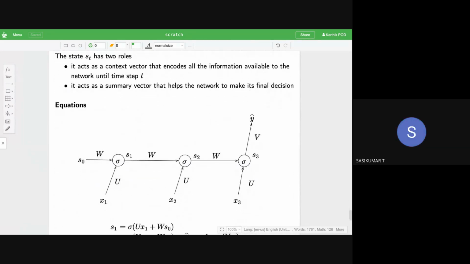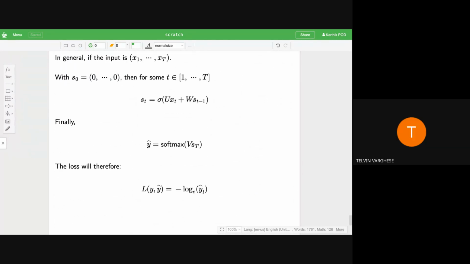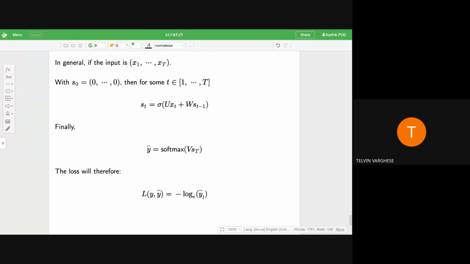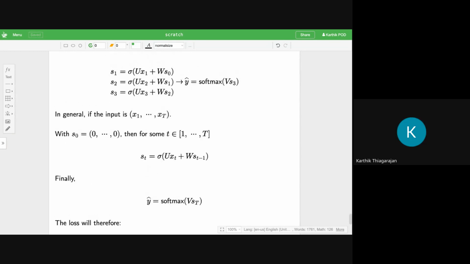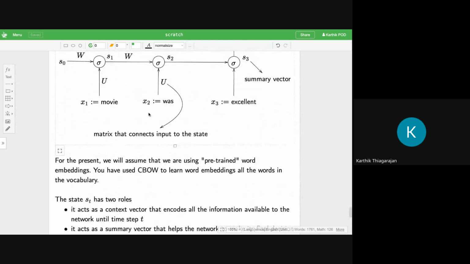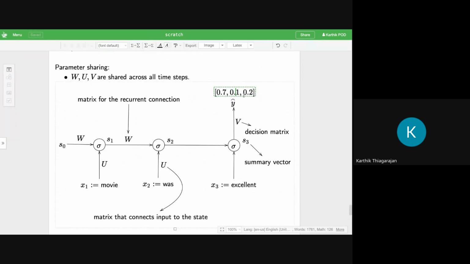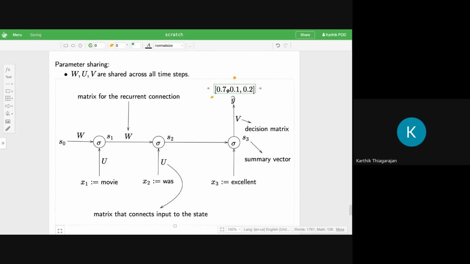Sir, will there be any criteria like above 0.5 we consider positive and below that negative? Yes, you could do that, but what might be better if you have many classes is the max of this vector. So it could be like 0.4, 0.3, 0.3. In that case, I might want to consider whichever is the maximum as the predicted class.